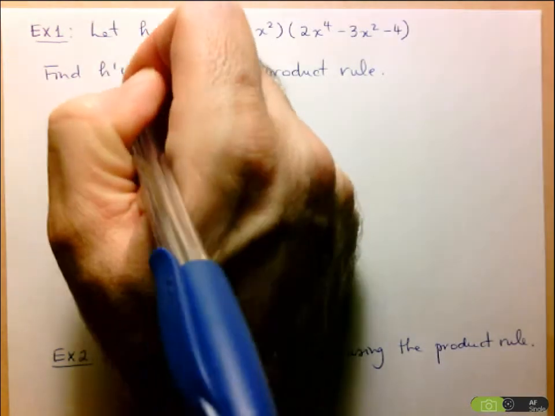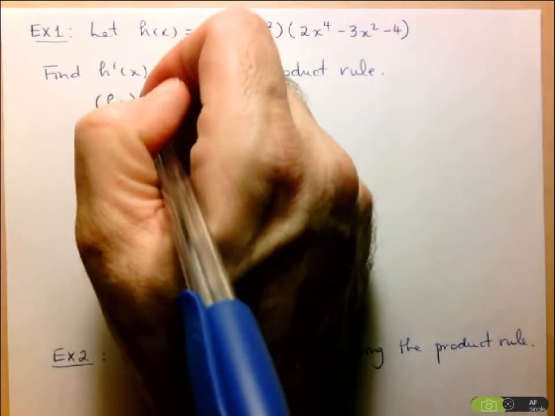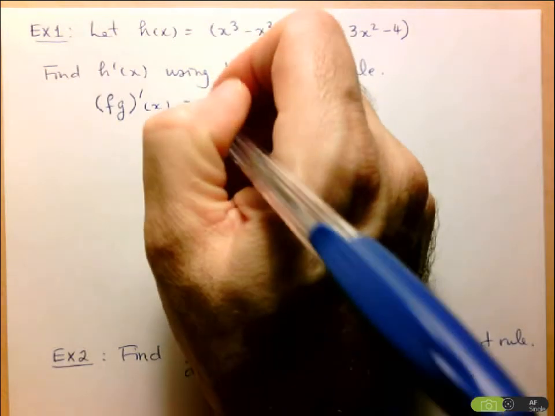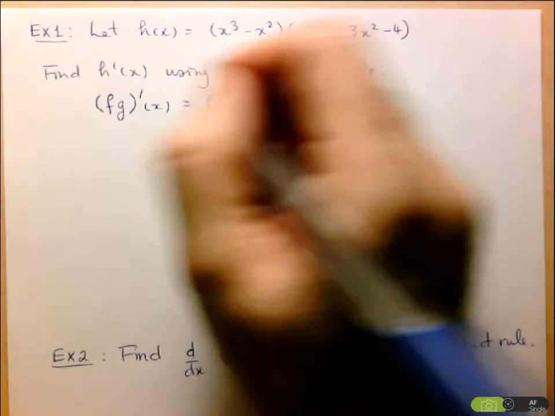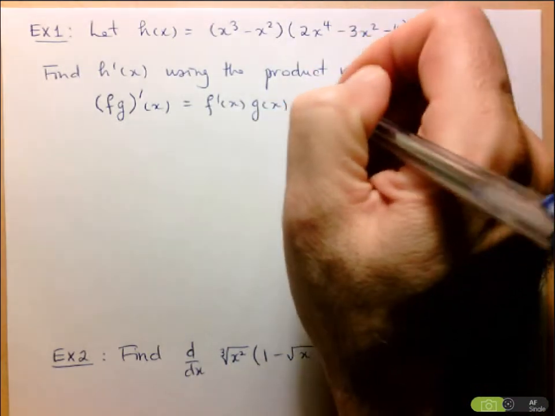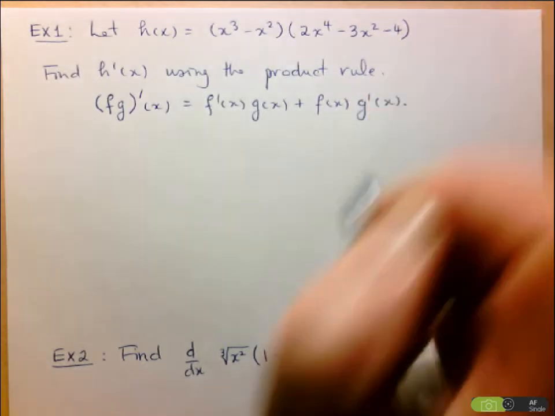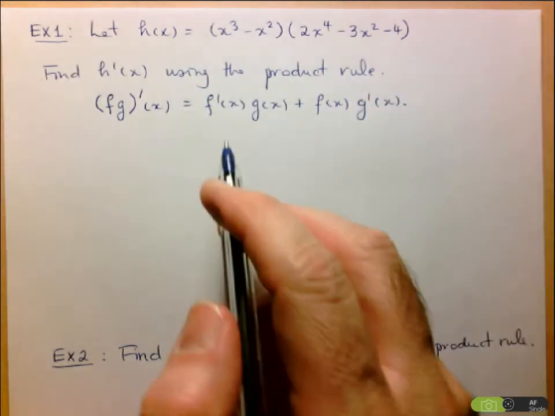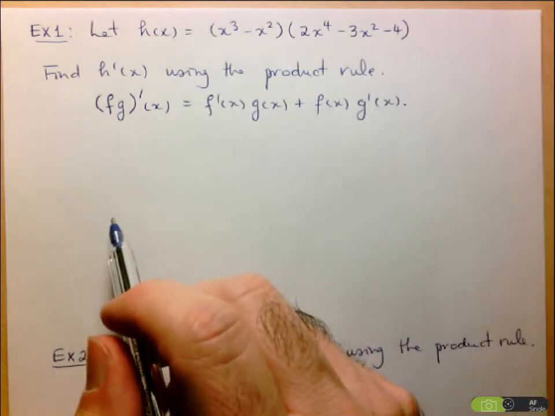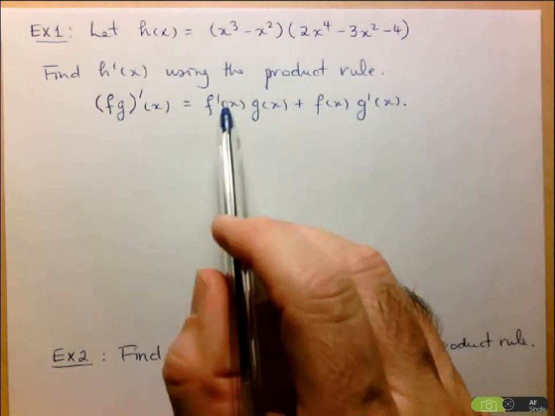If I've got the product of two functions and I'm taking the derivative of that combined function, that can be found by finding the derivative of the first, multiplying it by the second function, and then adding to that the first function multiplied by the derivative of the second function. Make sure you find some good memory trick for remembering this formula, as it is a combination of the original functions and the derivatives.